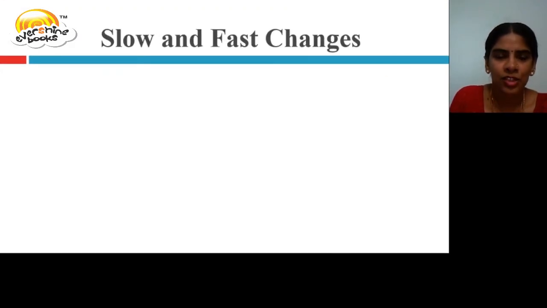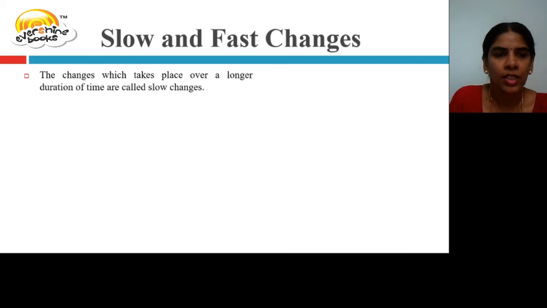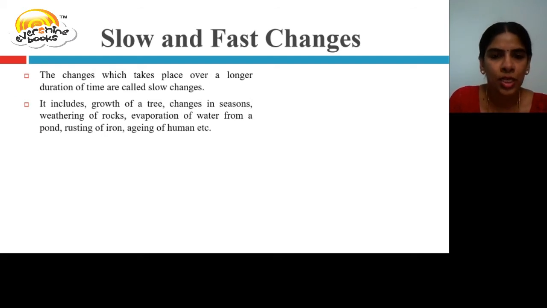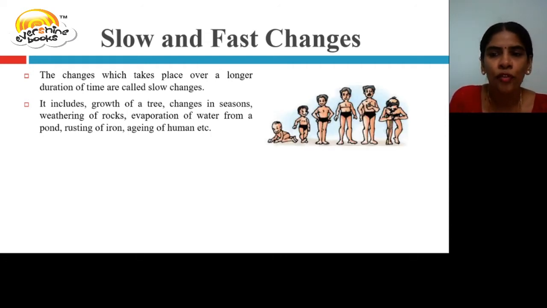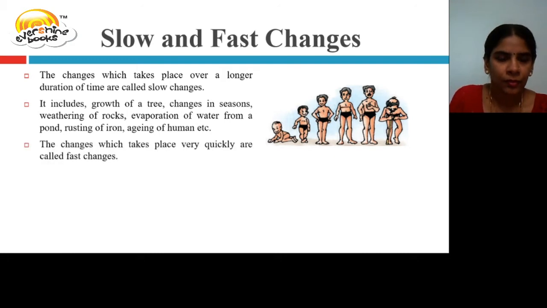Slow and fast changes. The changes which take place over a longer duration of time are called slow changes. That is, the changes may take a longer period. It includes growth of a tree, changes in season, weathering of rocks, evaporation of water, aging of human, rusting of iron. All these changes take place slowly. The changes which take place very quickly are known as fast changes.